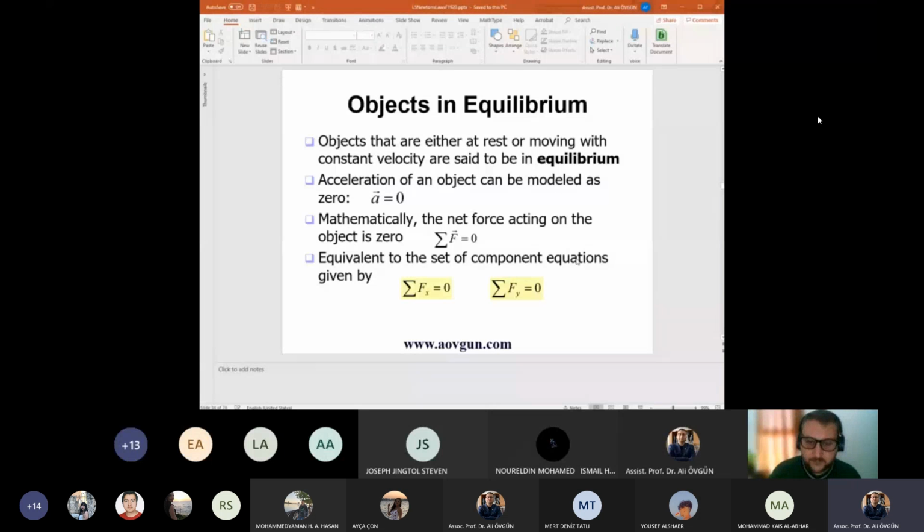You can write it in vector form, but after that you want to separate it into components. If you are in two dimensions, the set of components are Fx net equals 0 and Fy net equals 0. This is the summation. We are going to use this capital sigma for the summation. It means that you want to add all forces, so it is the net force.